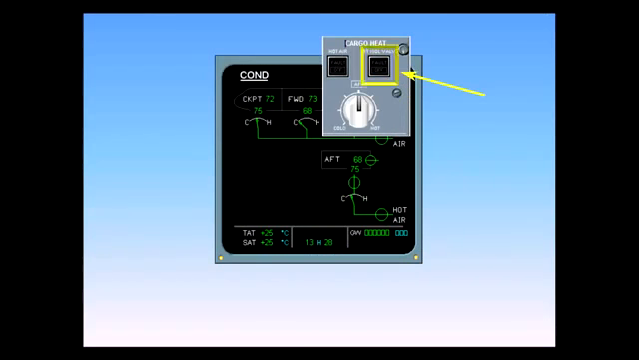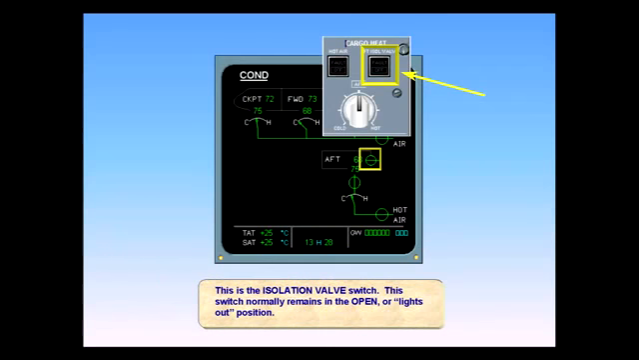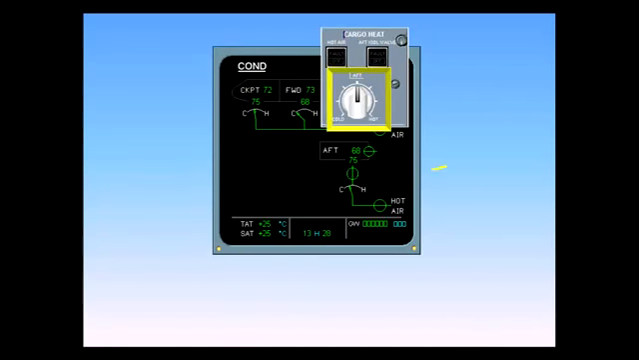This is the isolation valve switch. This switch normally remains in the open or lights out position. The temperature selector sends demand signals to the cargo heat controller. The cargo heat controller then moves the trim air valve to adjust the temperature of the air entering the compartment.